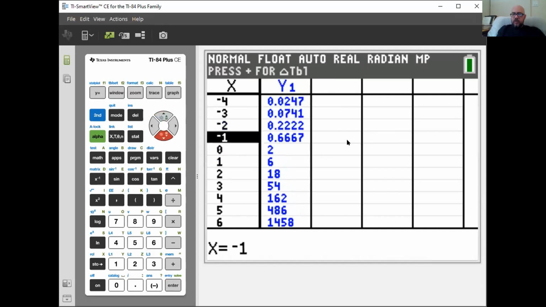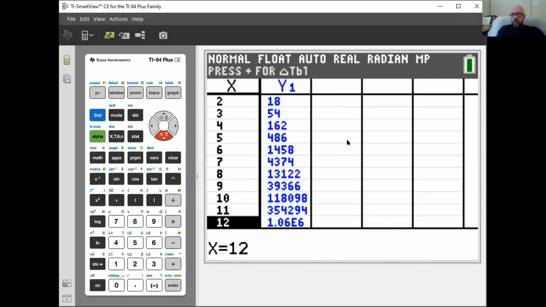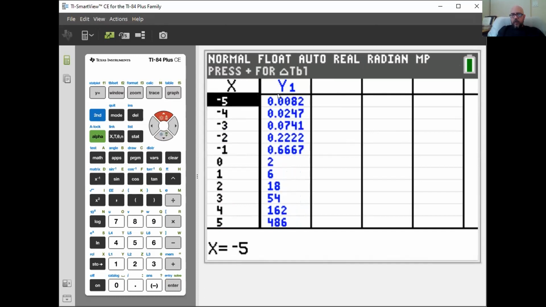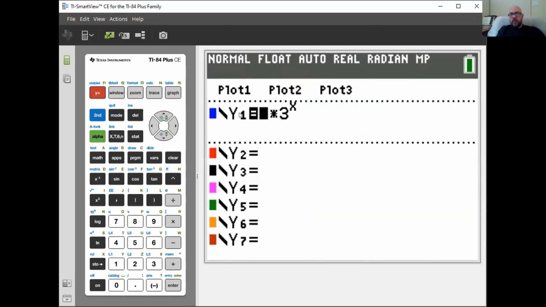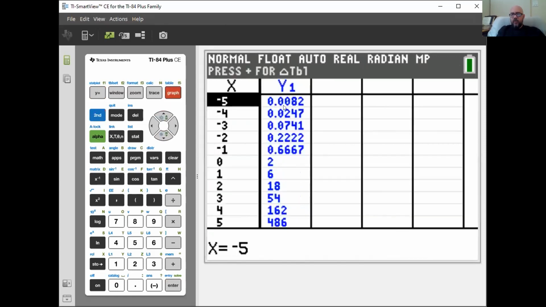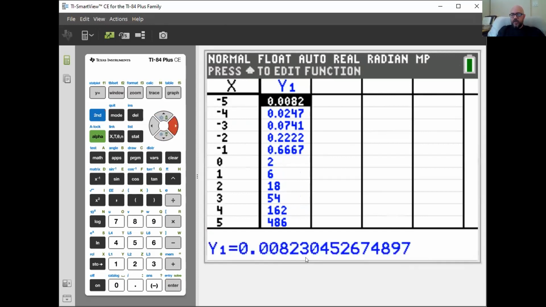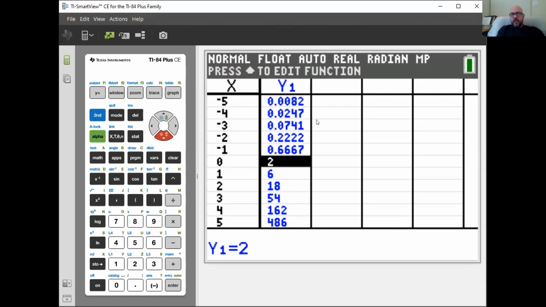You can scroll up and down the table, and it will put in this value for x, and then y1. Remember, our function was called y1. Y1 equals this, and so it's telling you the function output over here. Right, so if I put in -5 for x into 2 times 3 to the x, I would get this number, 0.0082, which isn't the exact number, right? You can see that it's rounding it off, but of course it has to for space. Yeah, so that's one thing you can do.